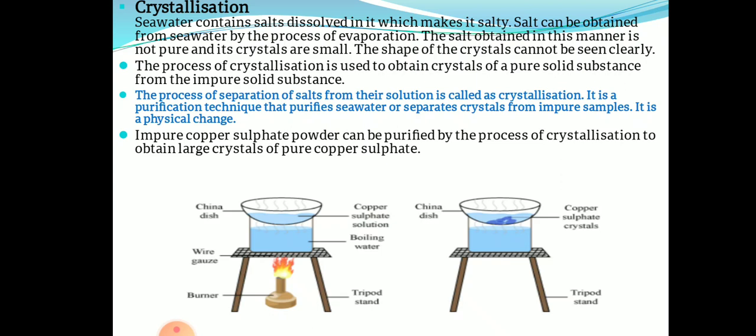The process of crystallization is used to obtain crystals of a pure solid substance from impure solid substances. So, the process of separation of salts from their solution is called crystallization. It is a purification technique that purifies seawater or separates crystals from impure samples. The process of crystallization is a physical change. Here is an example of how we can separate impure copper sulfate and crystallize it into pure copper sulfate crystals.